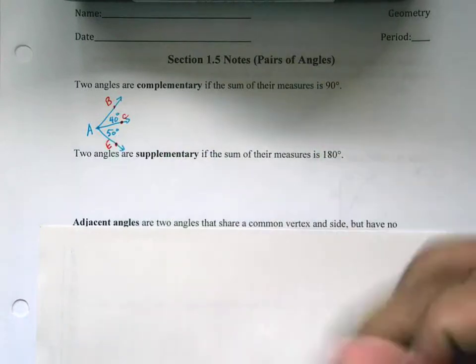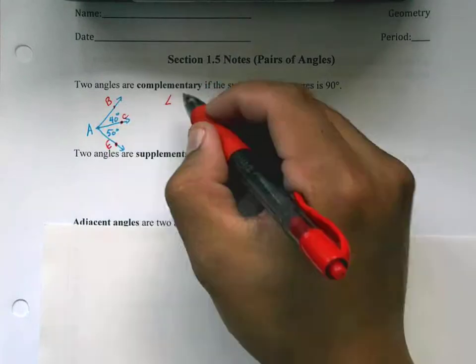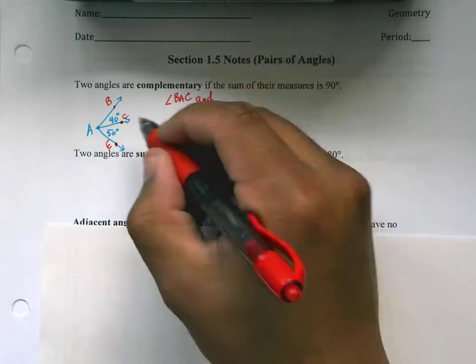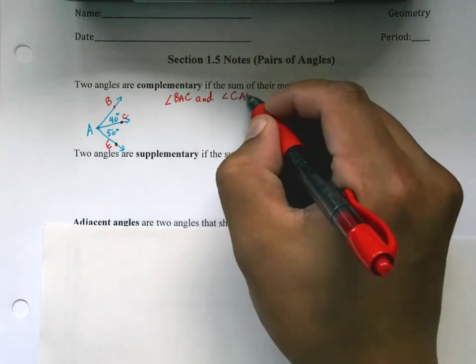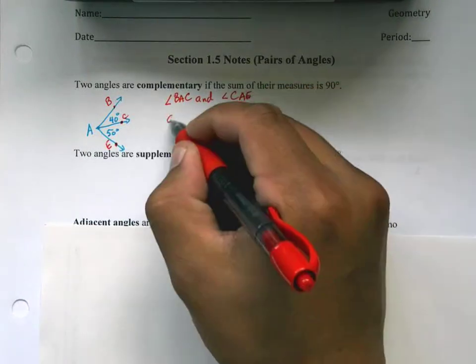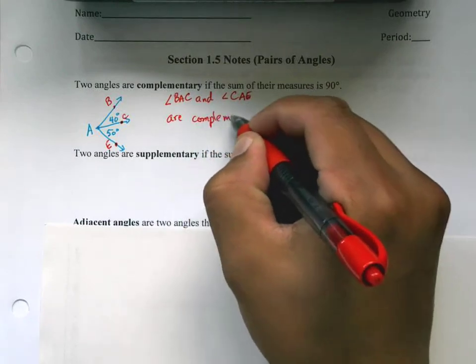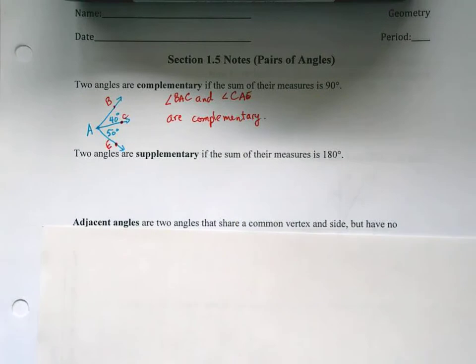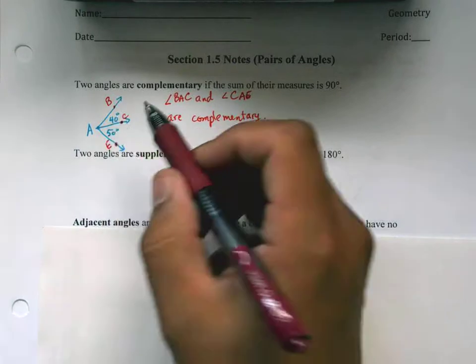So then we can say that angle BAC and angle CAE are complementary. Now, one thing to remember is that they don't necessarily have to touch. Sometimes these angles touch, but sometimes they don't have to.